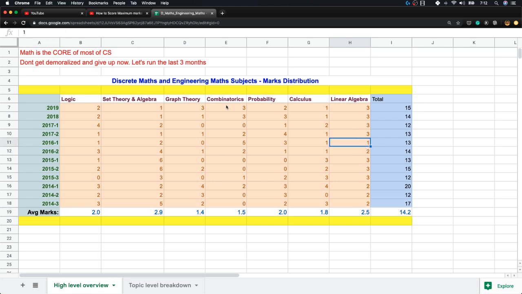And again, combinatorics, most of you were panicking about combinatorics, but the average marks that you get is not so high comparatively. Of course, there are years where you got 3 marks, right? But there are also years that you got 0 marks. That's very, very important.